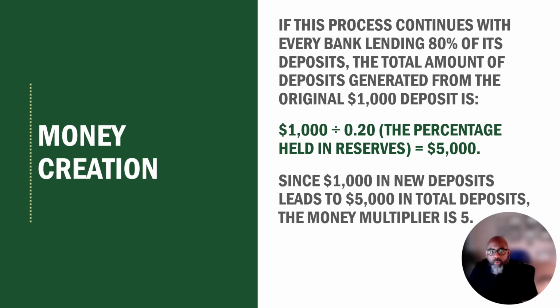The ratio of the total money created to the original deposit is called the money multiplier, and in this case it is 5. That multiplier is derived by dividing 1 by the reserve ratio, which in this case is 1 divided by 0.2, which equals 5.